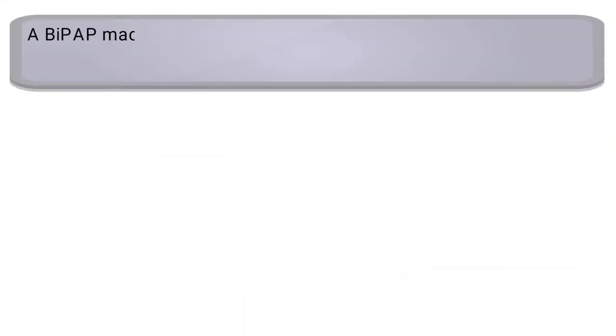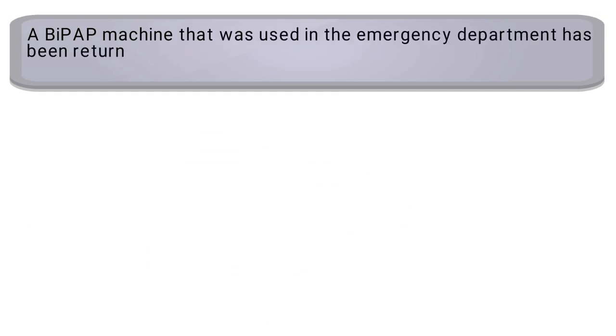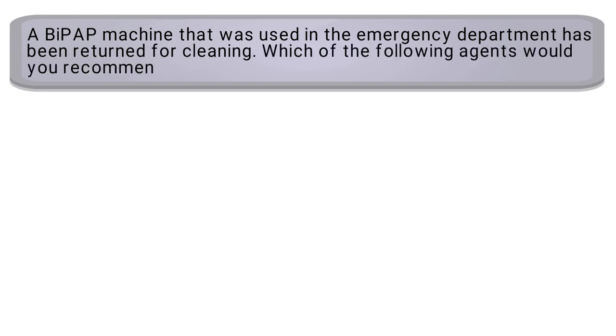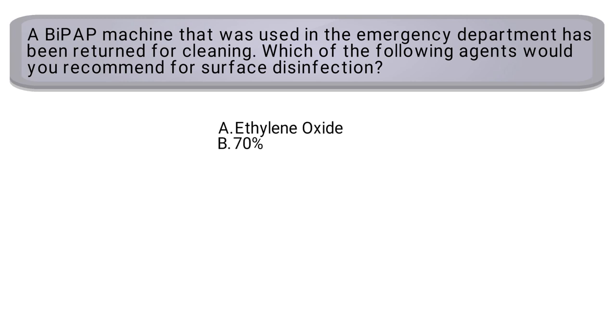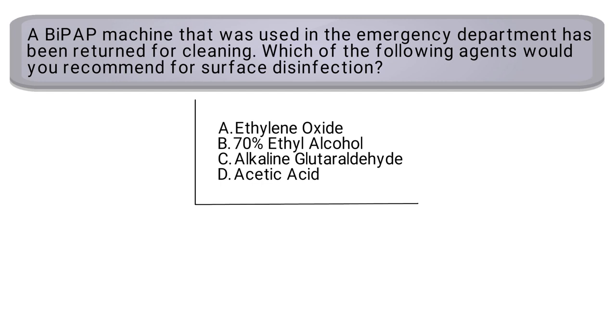A BiPAP machine that was used in the emergency department has been returned for cleaning. Which of the following agents would you recommend for surface disinfection? A. Ethylene oxide. B. 70% ethyl alcohol. C. Alkaline glutaraldehyde. Or D. Acetic acid. Do you know the correct answer? Well, let's break it down.